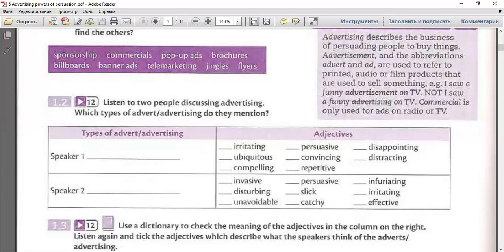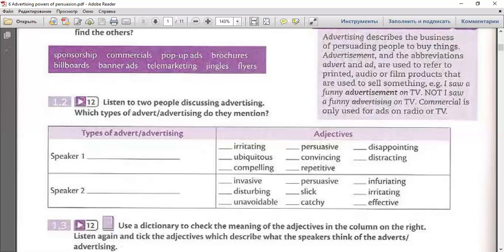Okay, so what type of advertising is speaker one talking about? Please type your answer in the chat box. So speaker one, and write the types of adverts, and then speaker two, and also types of adverts. So speaker one, that's pop-up ads and banner ads. Okay, and speaker two, that's telemarketing. Yes, correct. So now we're going to listen again.